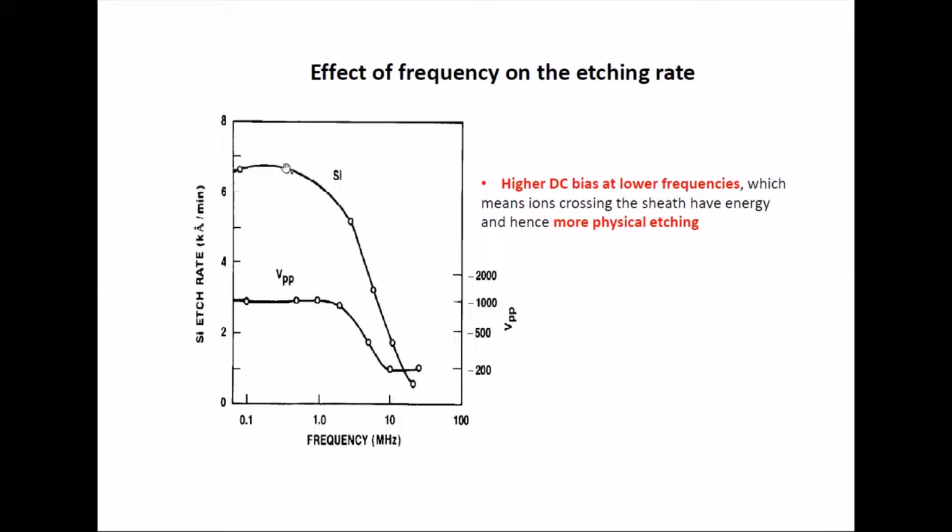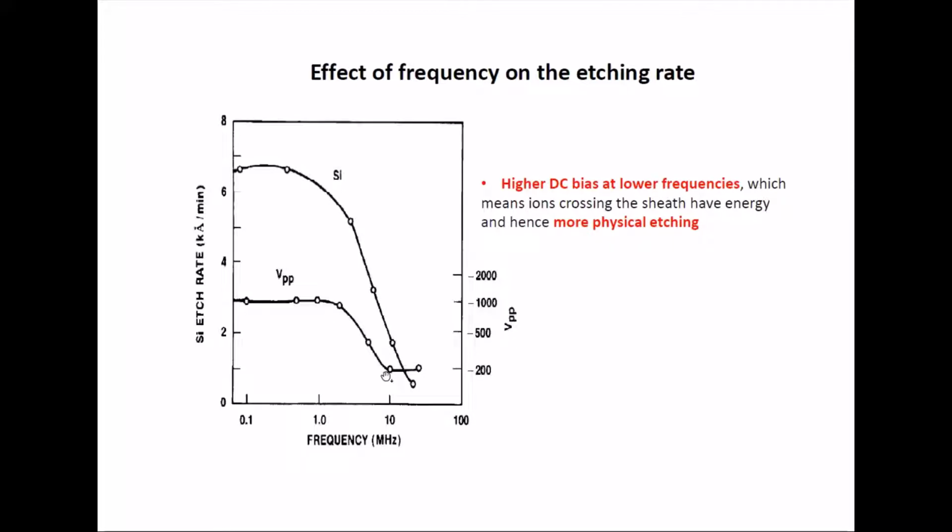If you look at this graph, this is the silicon etch rate. The x-axis is the frequency, and this is the bias developed at the process sample, which is normally the peak to peak voltage developed at the process sample. So if you see at 2 megahertz or 1 megahertz, the peak to peak voltage starts dropping.